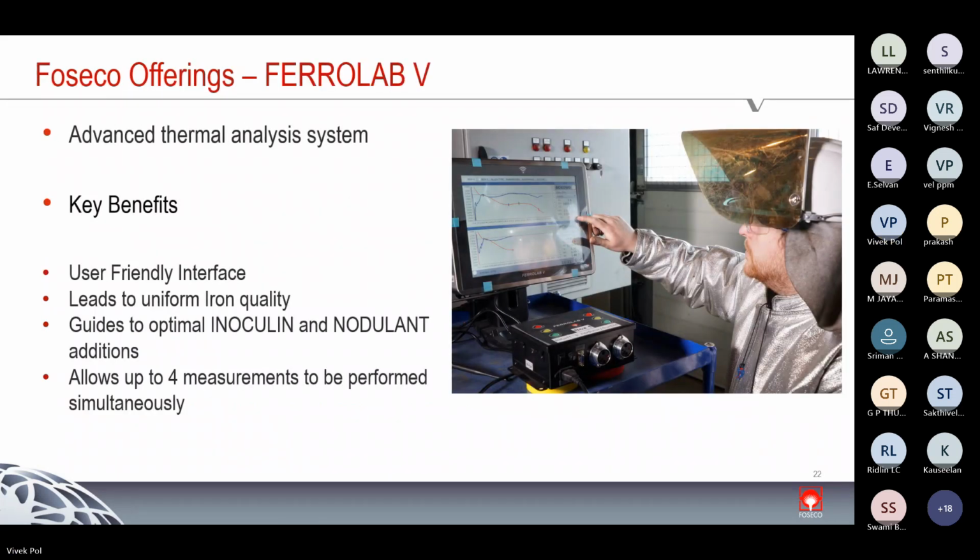So this is one of the advanced tools. Now many foundries are adopting this technology, which is called thermal analysis.